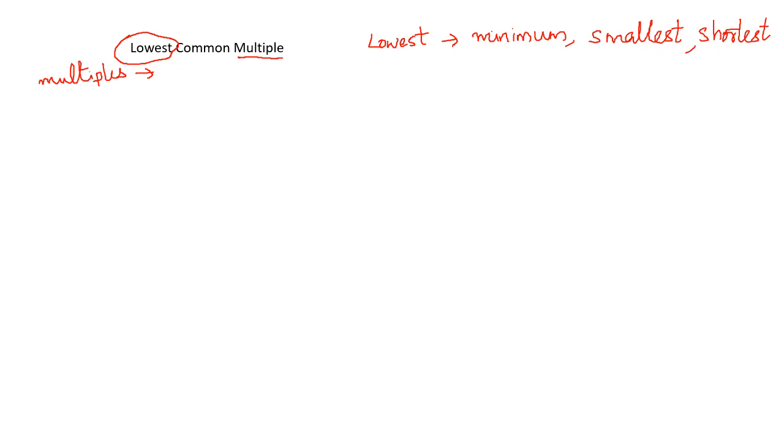Now there are some complications to this as well. We'll be discussing it later. Now today let us start only with lowest common multiple. Find LCM of 12 and 18.